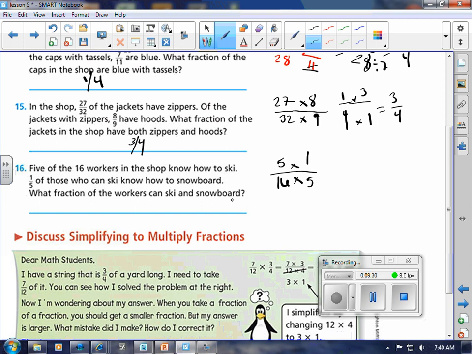So what I should see right away is when I get my fraction written like this, these two cancel each other out because they each become a 1. 5 goes into 5 one time, 5 goes into 5 one time, now I have 1/16. So what fraction of the workers can ski and snowboard? 1/16 of them. That means only one person can.